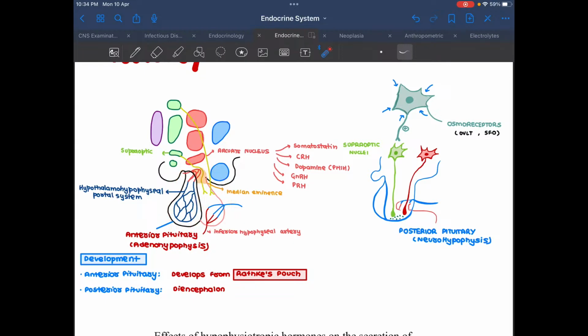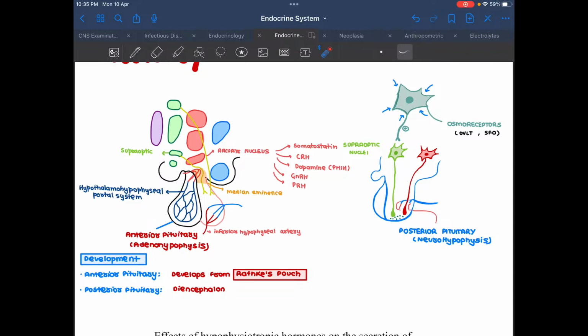Anterior pituitary is also known as the adenohypophysis, and the posterior pituitary is also known as the neurohypophysis. Why? Because neurohypophysis means the posterior pituitary must be developing from the CNS, and that is the way the posterior pituitary is actually developed from the diencephalon. What is the diencephalon? The prosencephalon develops into the telencephalon and the diencephalon, and this diencephalon is the one which gives rise to the posterior pituitary.